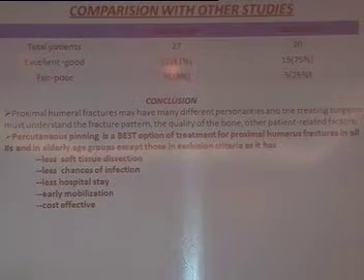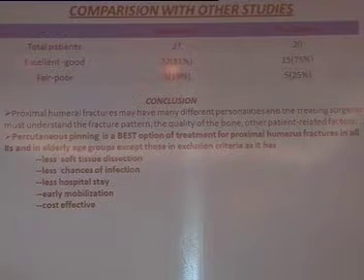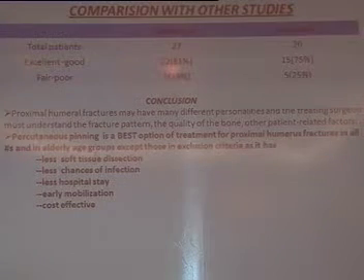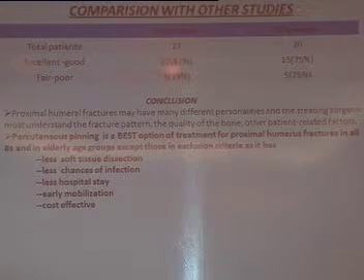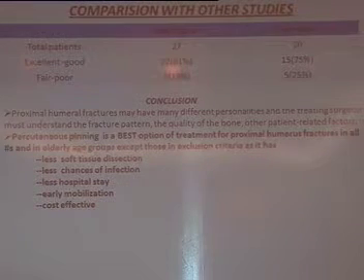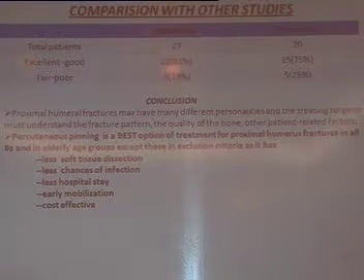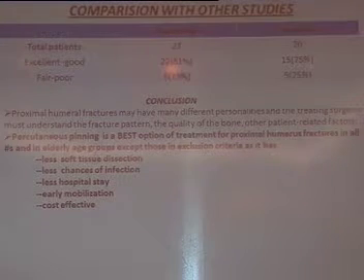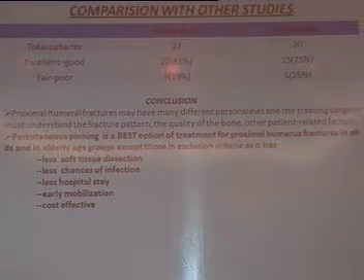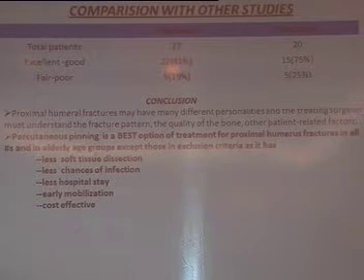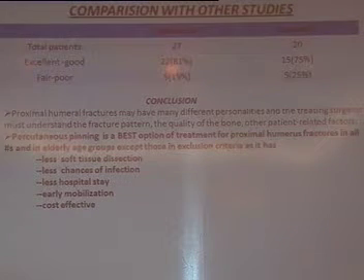Comparison with our study, we have done the comparison with Rush et al. study. We got excellent to good 75% and fair to poor 25%. In conclusion, proximal humerus fractures may have many different personalities, and the treating surgeon must understand the fracture pattern, the quality of the bone and the other patient related factors.